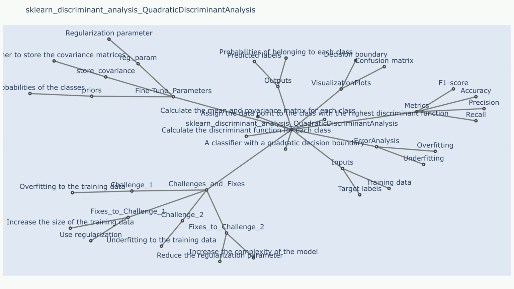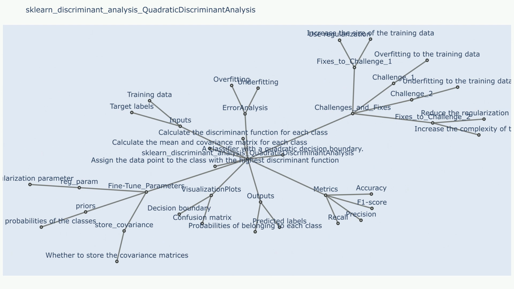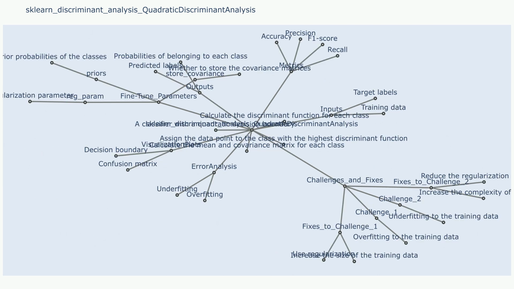Challenge 2: the model can be sensitive to outliers in the data, which can affect the learned class parameters and the decision boundary. Sample use case: a single outlier in the data may significantly shift the decision boundary, leading to inaccurate predictions. Fixes: Data preprocessing: remove or adjust outliers in the data before training the model. Robust estimation: use robust methods for estimating the mean and covariance matrix, which are less sensitive to outliers.